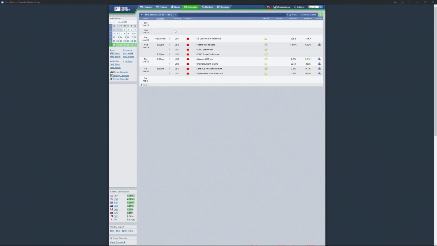Getting started off with the economic calendar. As you guys can see, Monday, we don't have any news. Tuesday, we have 10 a.m. consumer confidence. And something with consumer confidence, this is probably the worst news event that is a red folder. Like this news event, I personally don't even trade the day that I see this news event.